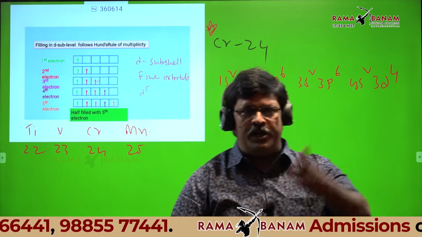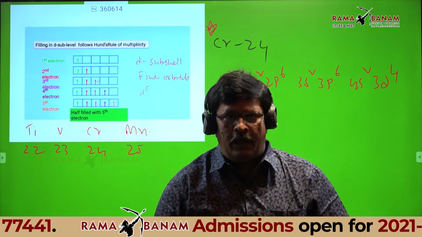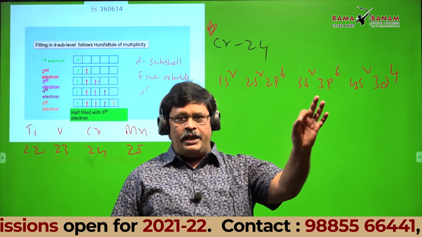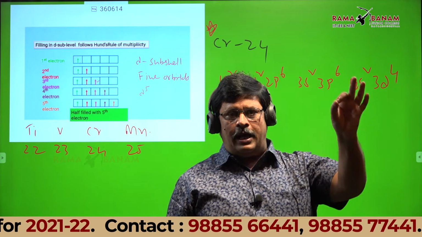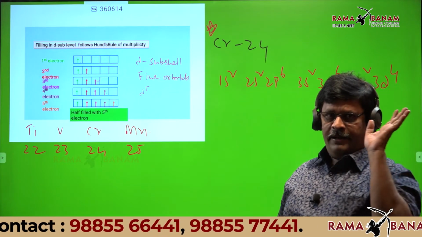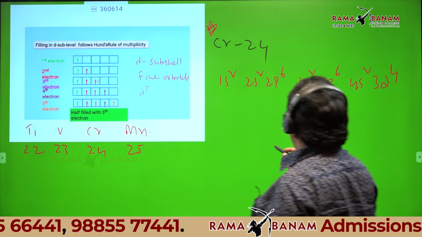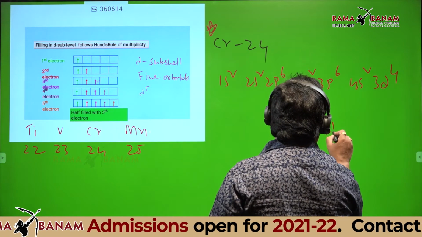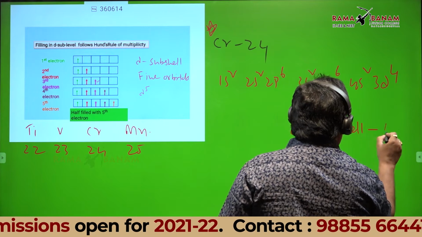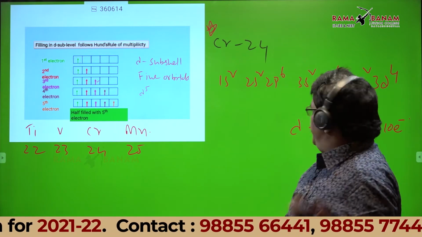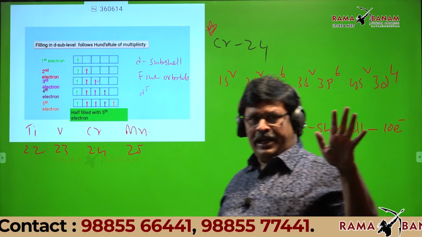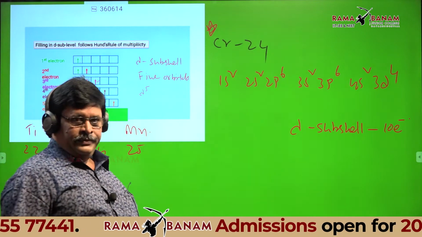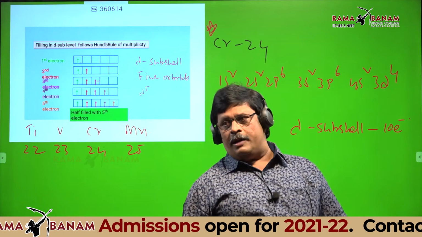One more time, listen to me. That is called octet configuration. That is the main reason for chemical combination. Atoms with completely filled orbitals or half filled orbitals are more stable. Because we all know the d subshell accommodates 10 electrons. If there are 5 electrons in the subshell, that is called half filled. Half filled orbitals are more stable.